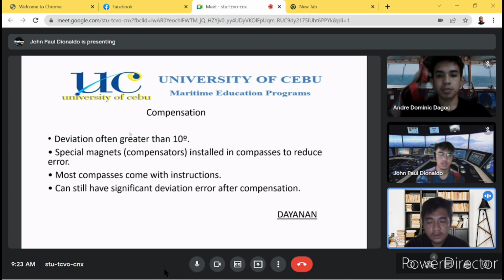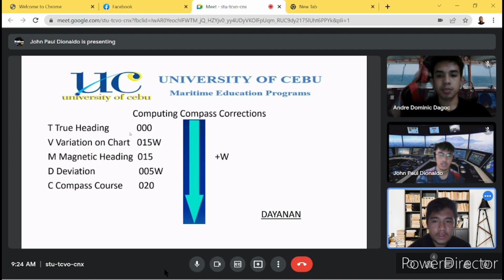So special magnets or compensators are installed in compasses to reduce error. Most compasses come with instructions. It can still have significant deviation errors after compensation. Upon computing compass corrections, the true heading is 000 degrees, variation in chart 15 degrees west, the magnetic heading 015 degrees, deviation 5 degrees west, and compass course 020 degrees.